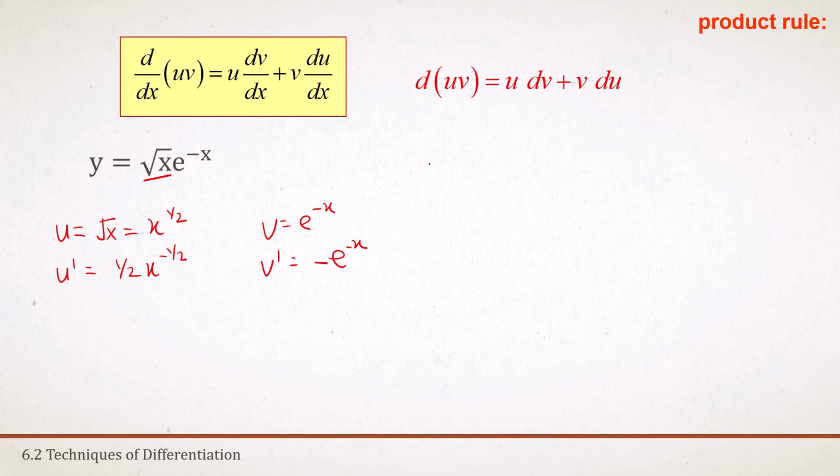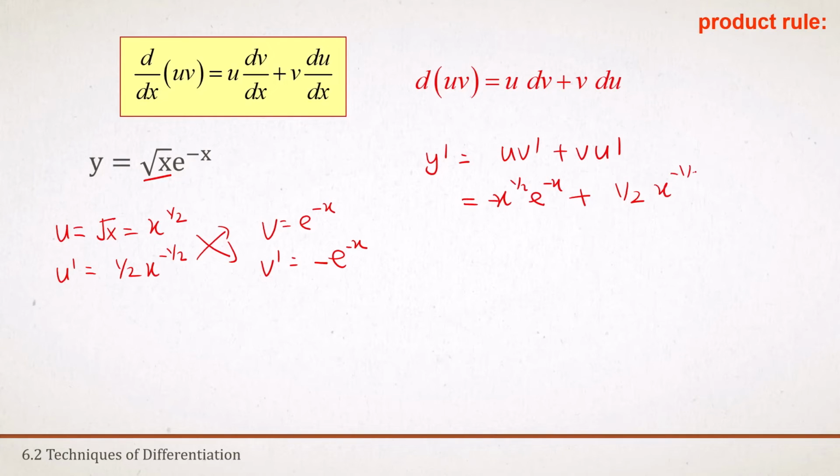Okay, and now what is my y prime? uv prime plus vu prime. So I have half times minus e to the minus x plus vu prime, and this one is half x to the negative half times e to the minus x. If you like, you can factor out the e to the minus x, and then here is half plus 1 over 2 x to the 1 over 2.